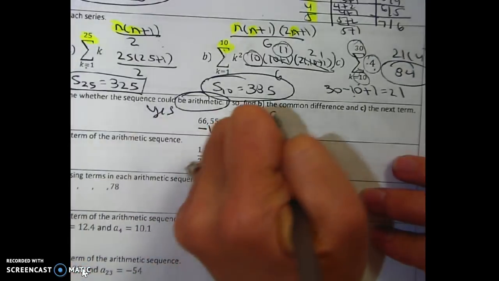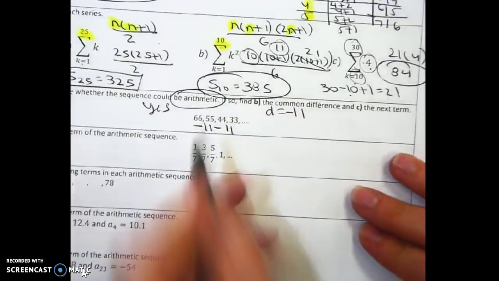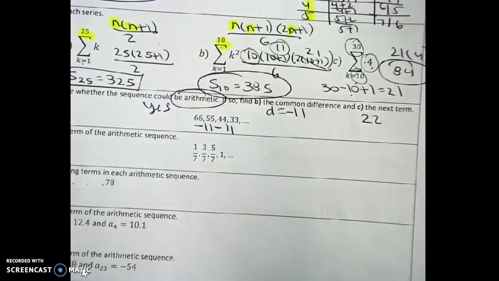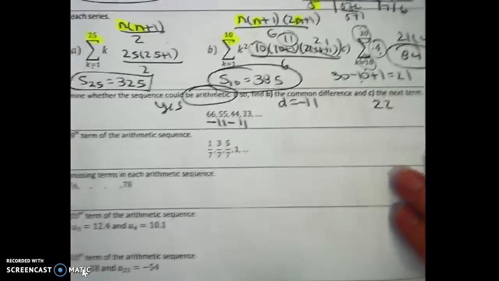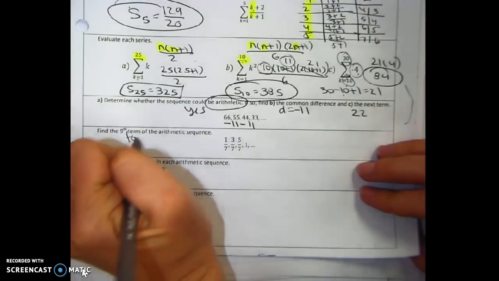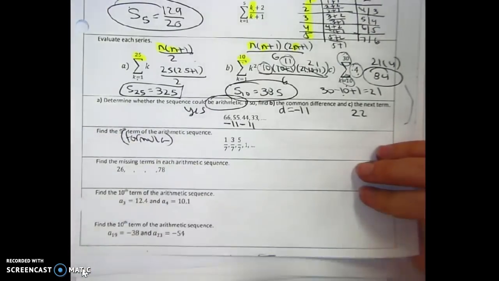Find the common difference. And then the next term would be 22. That's really all I want. Don't get it wrong. All right. Find the 9th term of the arithmetic sequence. And I'm also going to want the formula.